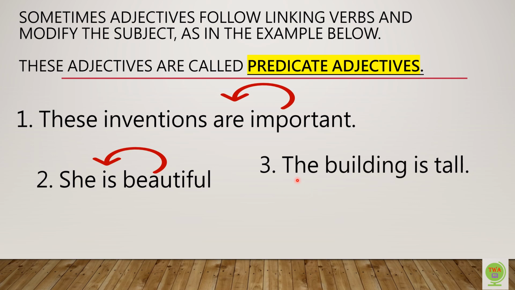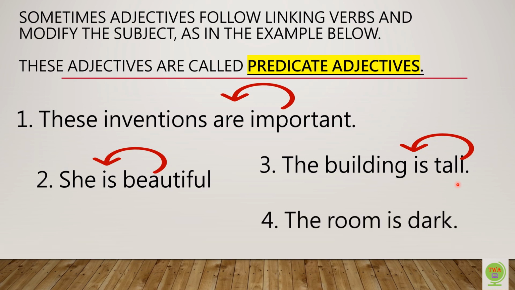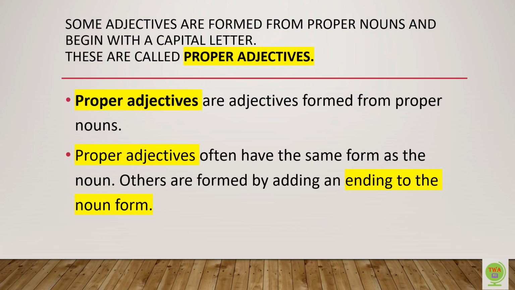And number 3, the building is tall. Is here is our linking verb and tall is our predicate adjective. Number 4, the room is dark. Is here is our linking verb and dark is our predicate adjective that describes the room. So after discussing predicate adjectives, let's go to proper adjectives.